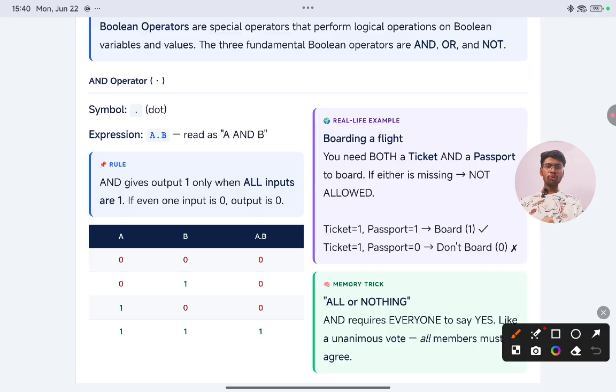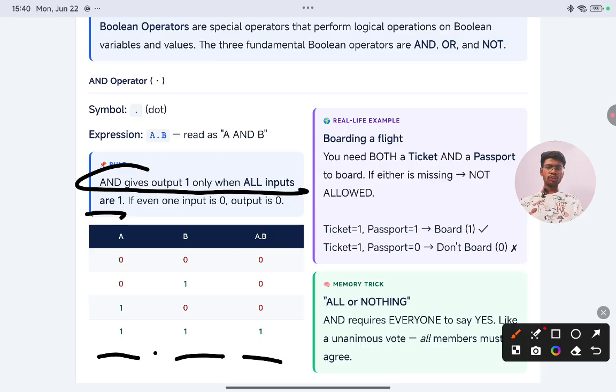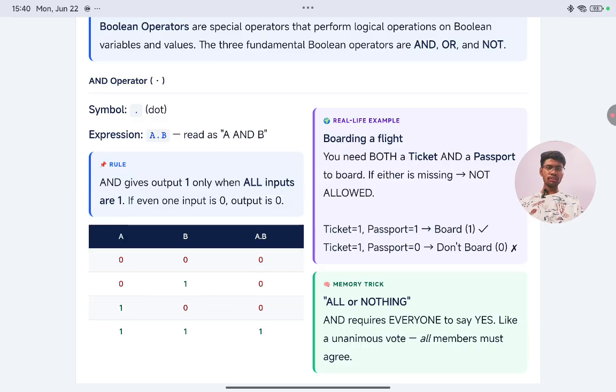The AND gate gives output 1 only when all inputs are 1, like 1 dot 1 is 1. Even if one input is 1 here, but the other is 0, it will give 0. 0 dot 0 is 0. So you can remember it like this. How can you remember the whole table?